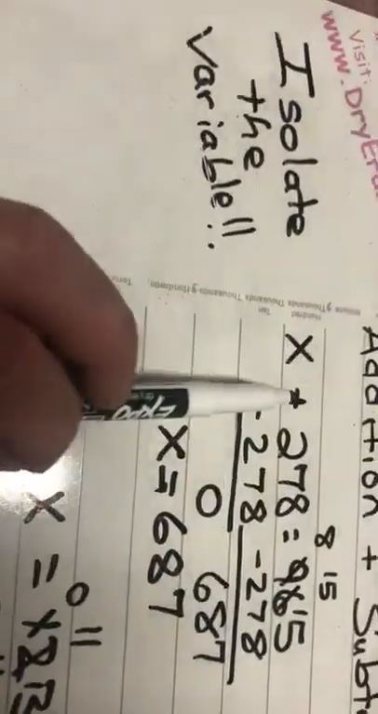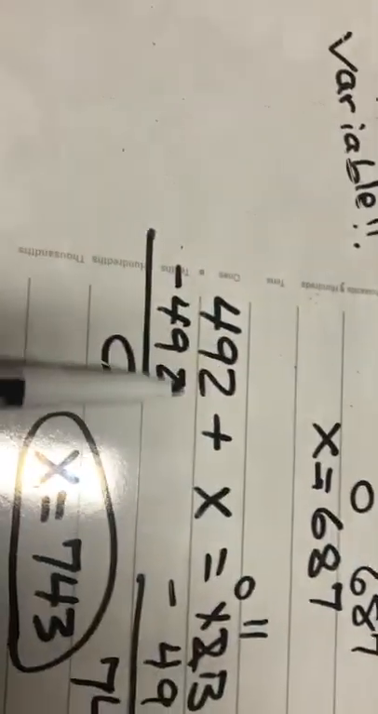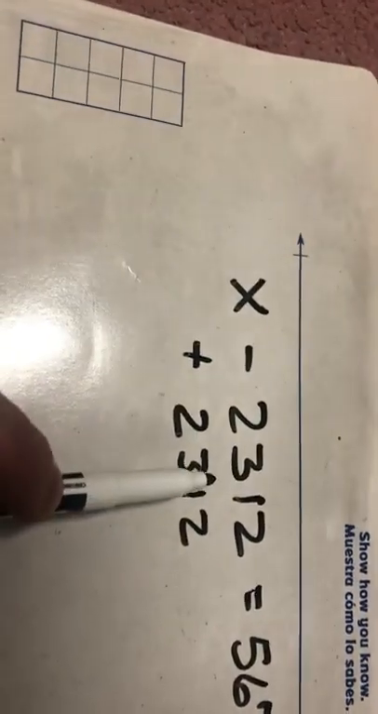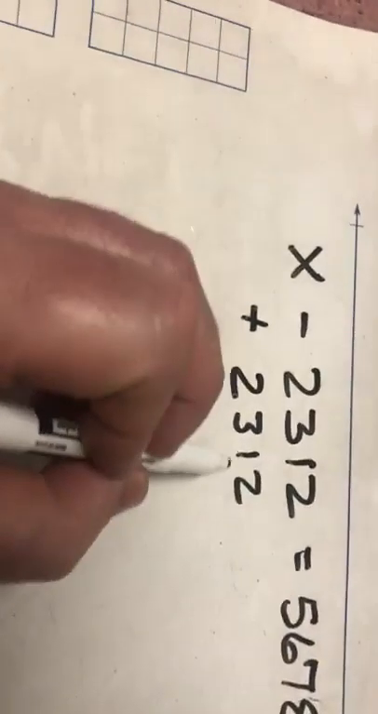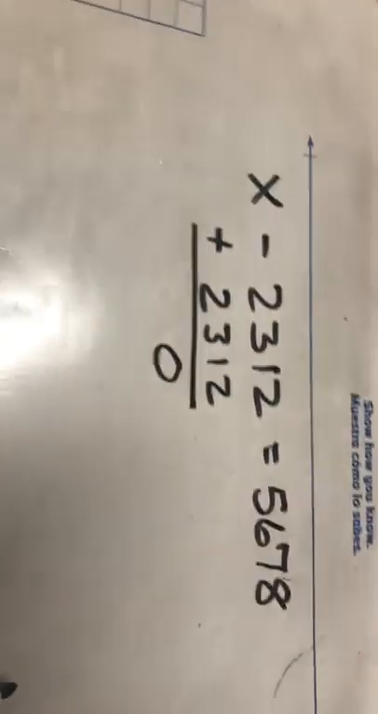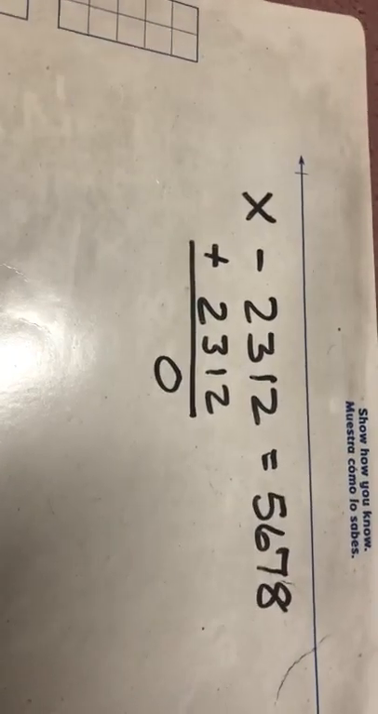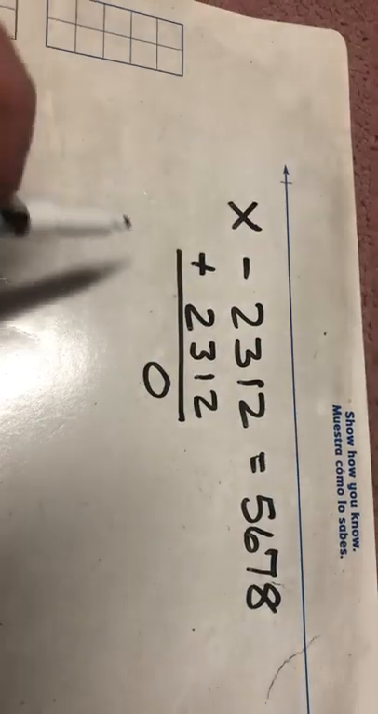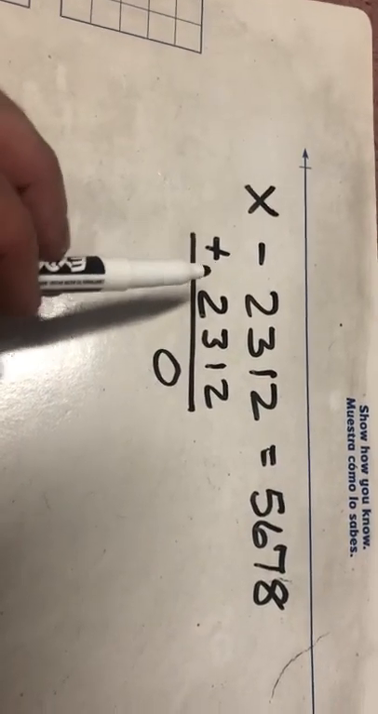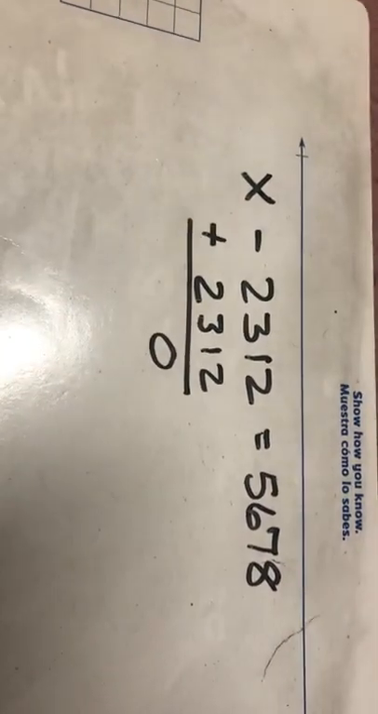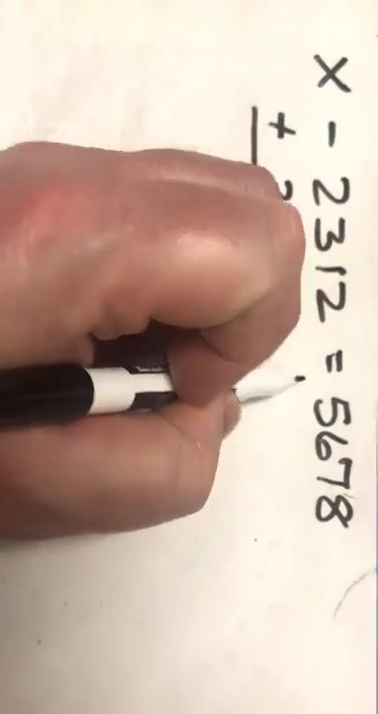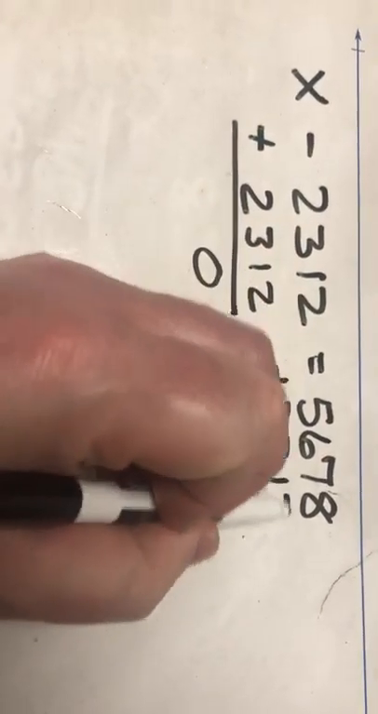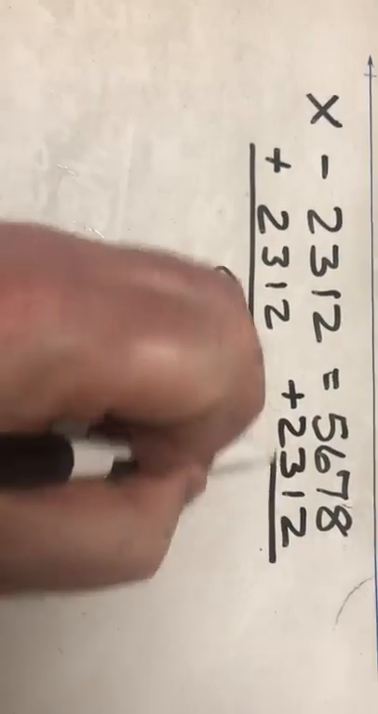When I had the plus ones, I subtracted. That was a positive, so I subtracted. But here, this is a negative number. So I'm going to add 2,312 to make 0. And as I said before, whatever I do to one side of the variable, I have to do to the other side of the variable. If I add 2,312 to this side, I have to add 2,312 to this side.